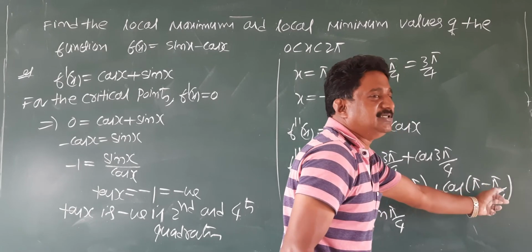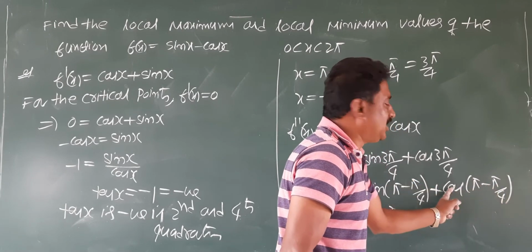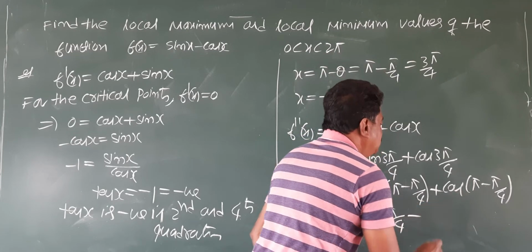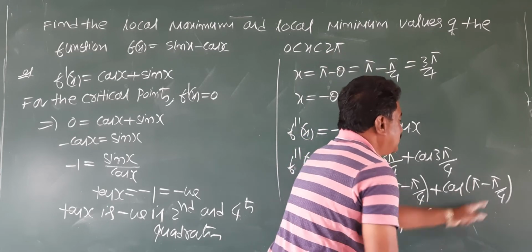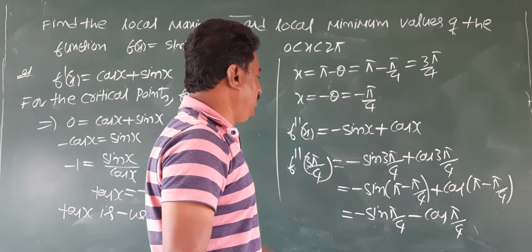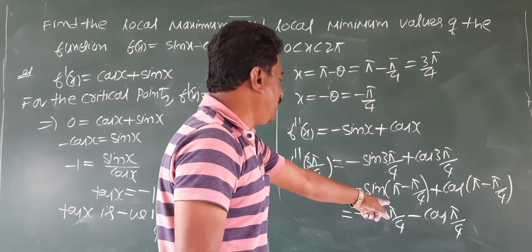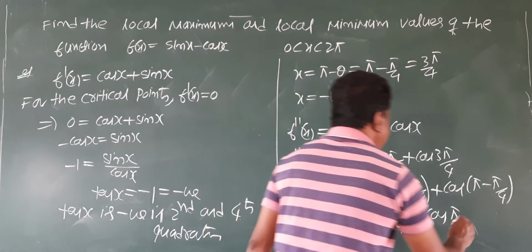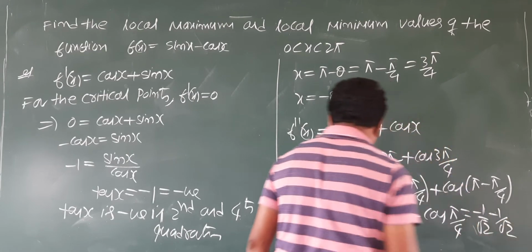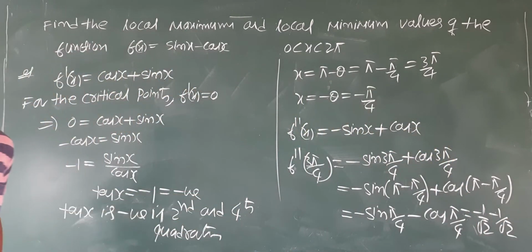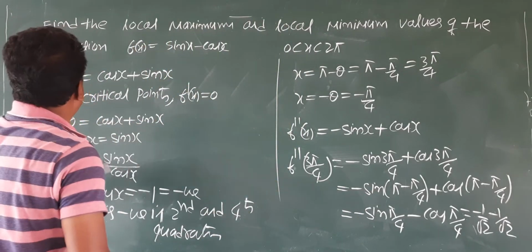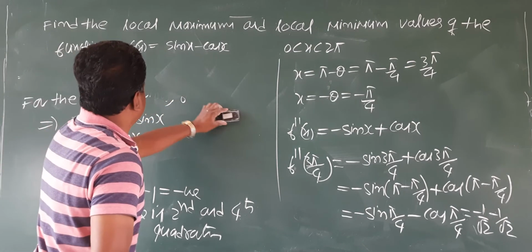Cos of 180 minus theta, second quadrant. In the second quadrant cos is negative. Minus cos theta, meaning pi by 4. So minus sin pi by 4 minus cos pi by 4. Minus 1 by root 2 minus 1 by root 2. Same denominators, you go for adding the numerators.